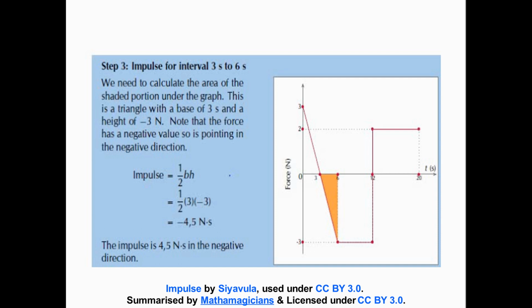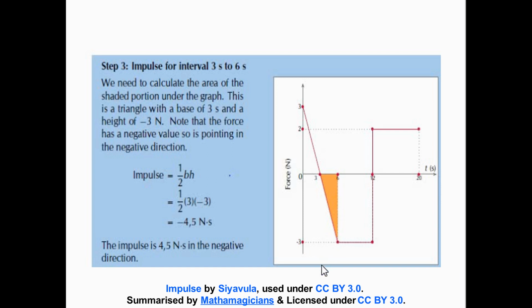And the height is negative 3. Why is it negative 3? We're below 0. Anything below 0 on this graph is in the negative number region. So we're going down here. This is our height. The triangle is basically flipped upside down. And there, negative 3 is the force reading.